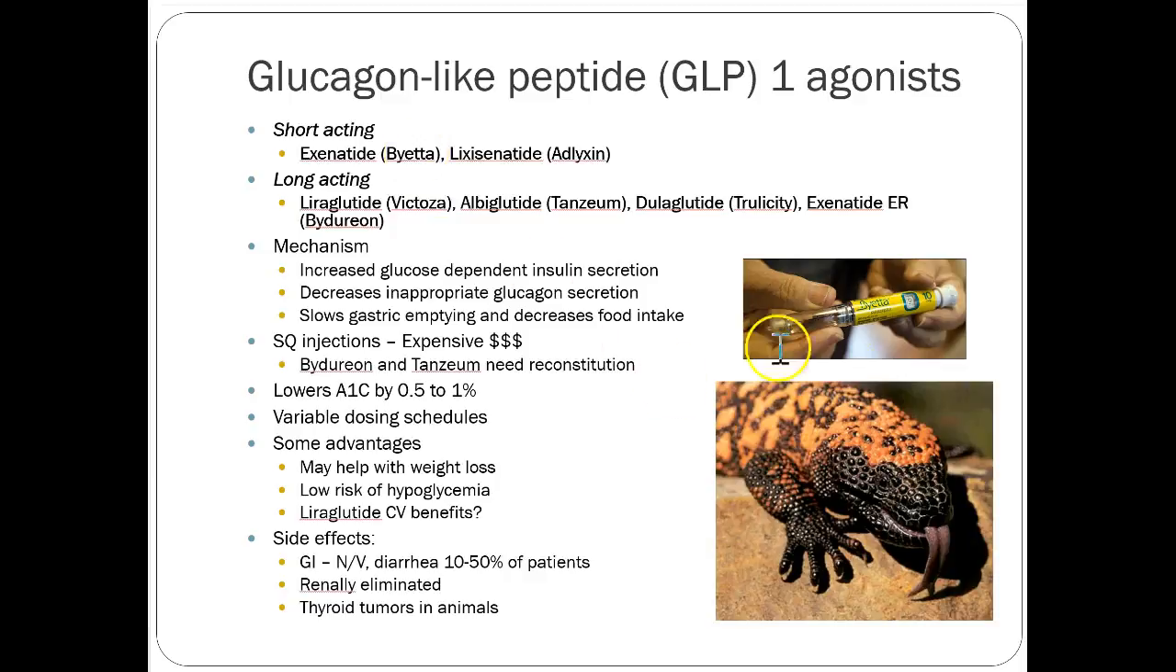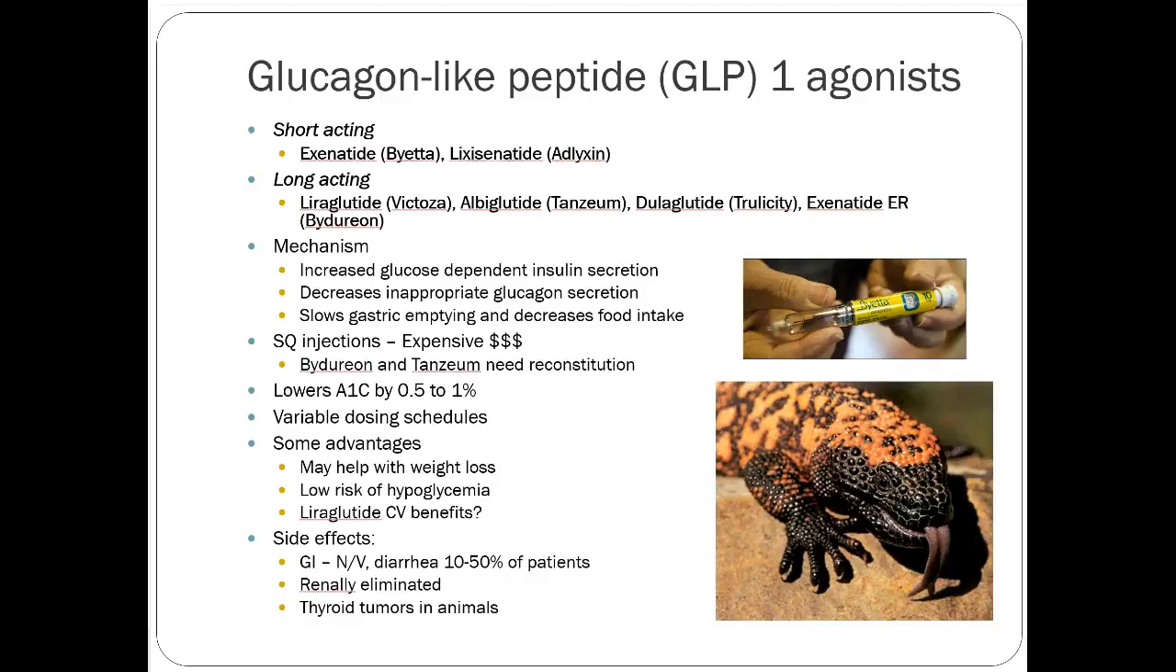It's been on the market for quite a while. They come in injectable pens. They kind of look like insulin, and they're injected the same way as insulin. You can't take these orally. They're peptides. And I've got a picture of a Gila monster on there because Byetta was originally isolated from venom found in the Gila monster, and that's how they found that it works to do this, and that's how they discovered the GLP receptors specifically.